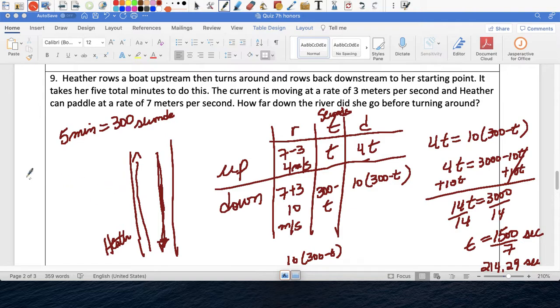Well, her speed, think about it, her speed was 4 meters for 1 second, and she traveled at 4 meters per second for how many seconds? For 1,500 over 7 seconds. And if you multiply those two, you get 857.14 meters. That's how far she went up before turning around and coming down.